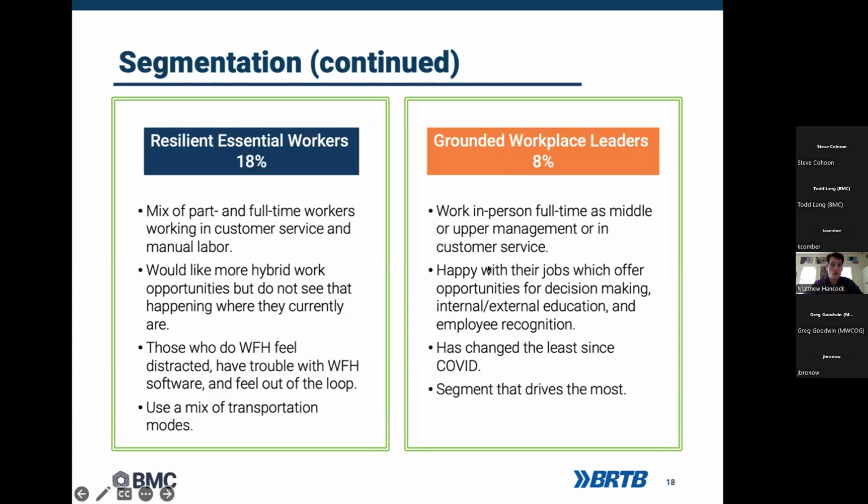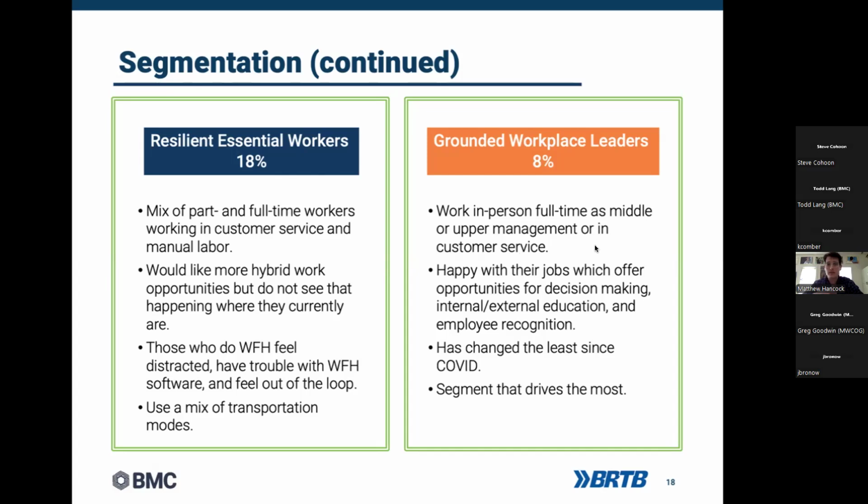Next, we see our resilient essential workers. This is going to be a mix of part and full-time workers, largely in service industry and manual labor. They would like more hybrid work opportunities, but don't see that as a true availability or something that is actually possible within their current work schedules. Those who do work from home feel distracted and often have trouble working from home, either due to availability of software, hardware, or just general connection with those that they are working with. They are using a mix of transportation modes to and from work. This is going to be a mixture between our in-person single vehicle commute versus public transit.